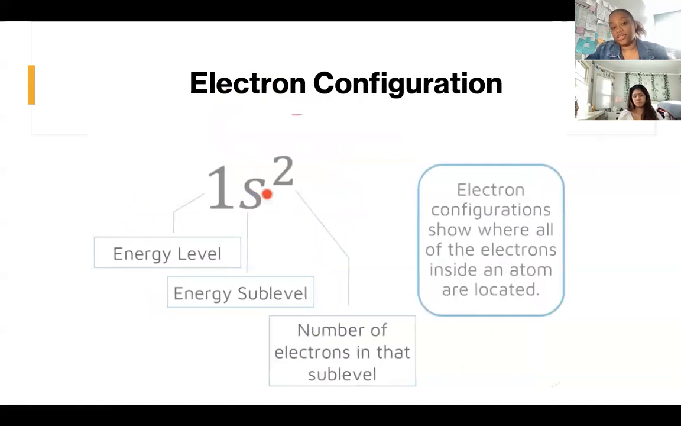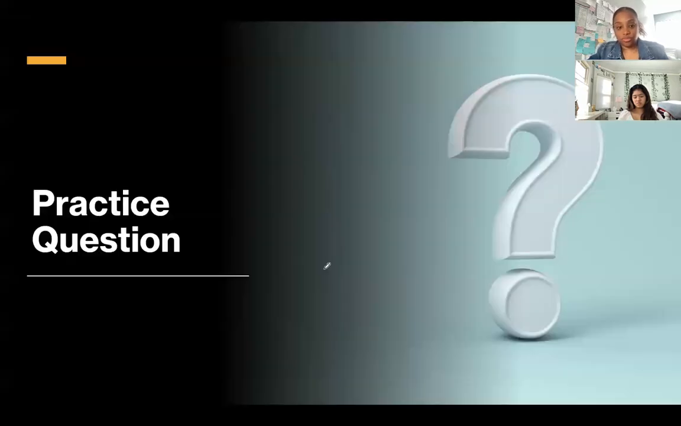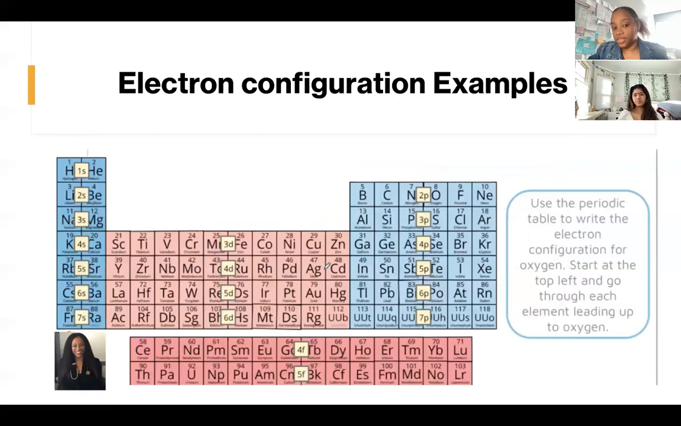Now this is just breaking things down a little bit more. I know that you've learned this, we talked about this last time. Number 1 is your energy level 1, which is where helium and hydrogen are. S is your sublevel, and 2 is whatever element it is. In this case, that would be helium. So now I'm just gonna do a couple of practice.